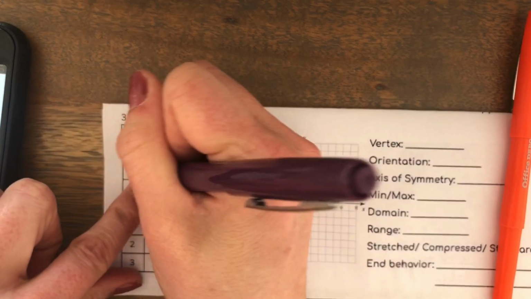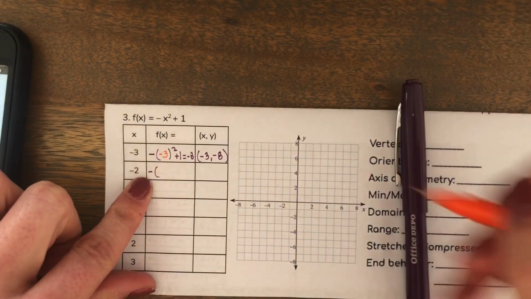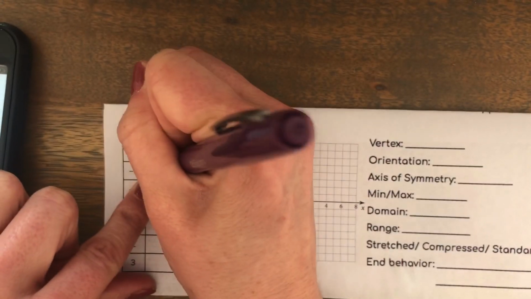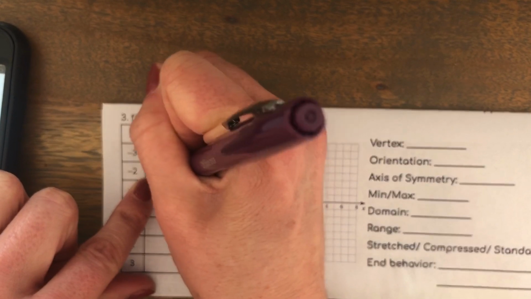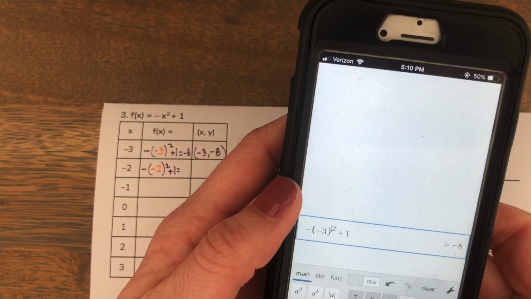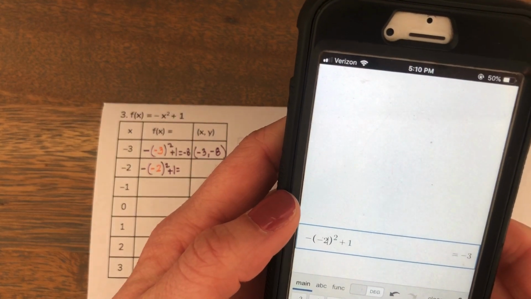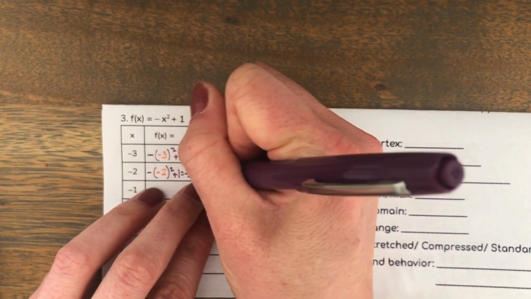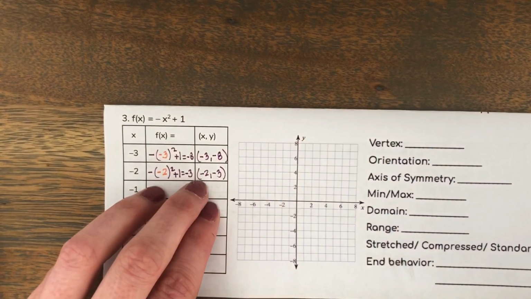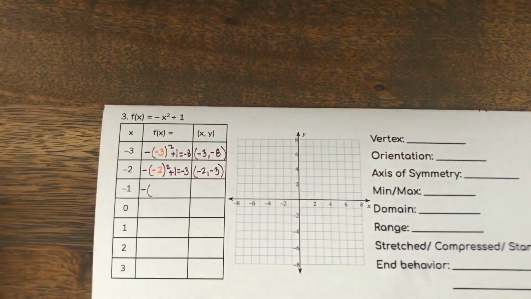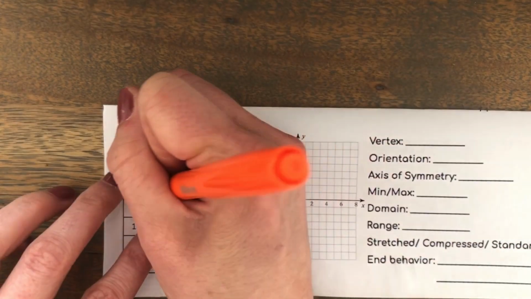And then same thing, negative. Now I'm plugging in -2 and then plus 1. So I'm just going to fix it in my calculator. And that'll give me -3. So this will be -2, -3. And then same thing again, very repetitive. -1.